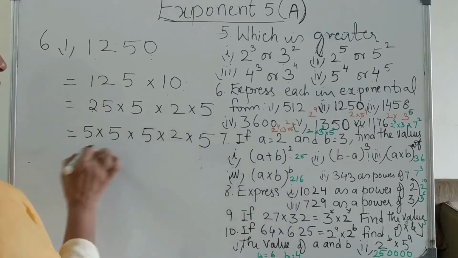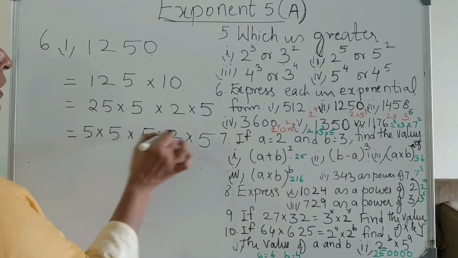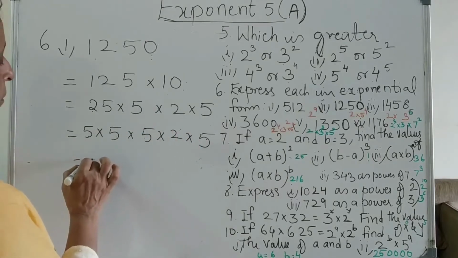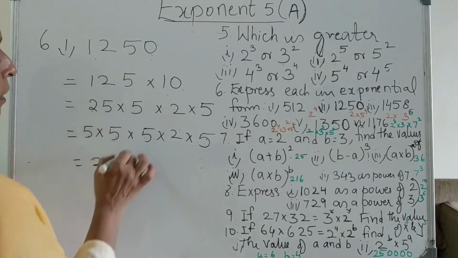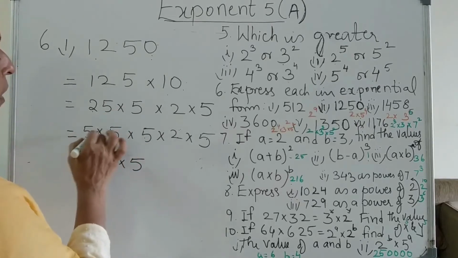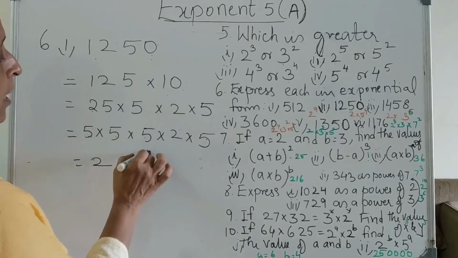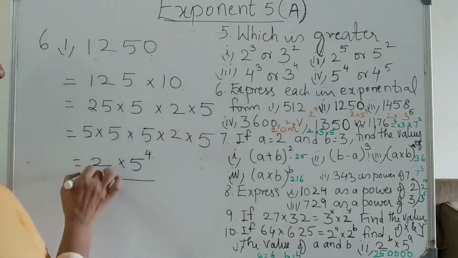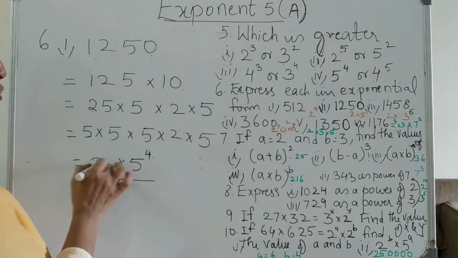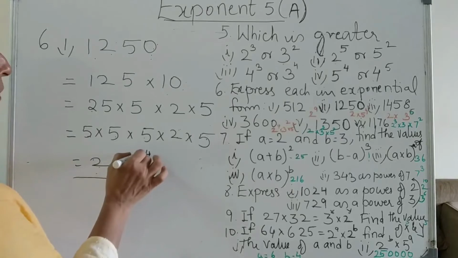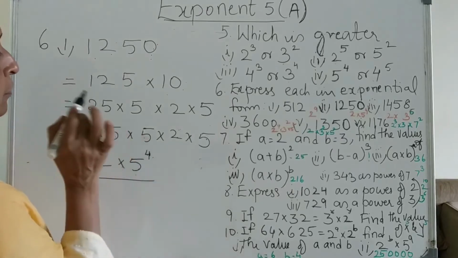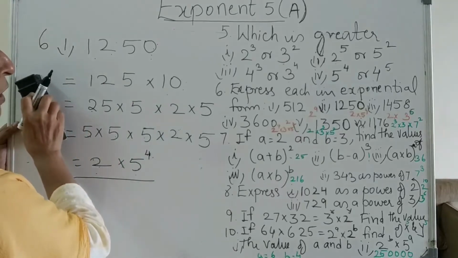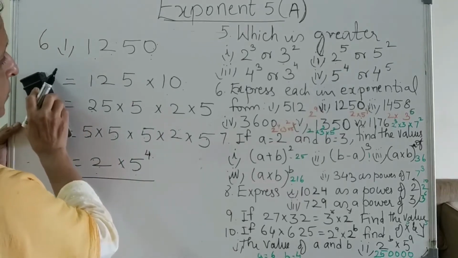Now 5 is how many times? 1, 2, 3, 4. Whichever is the smaller number, you have to write at the start. So 2 into 5 raised to 4. This is 1250 written in exponential form, where 5 is the base and 4 is the exponent. So this is how it can be written. Now you can do it vertically also.